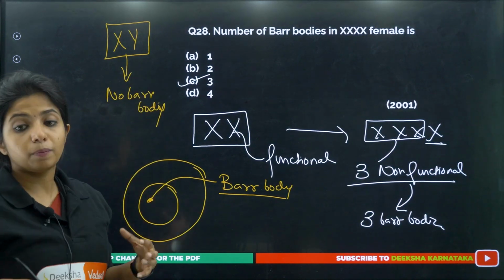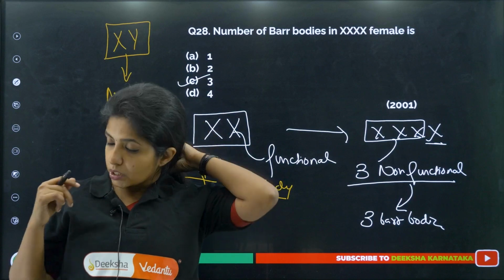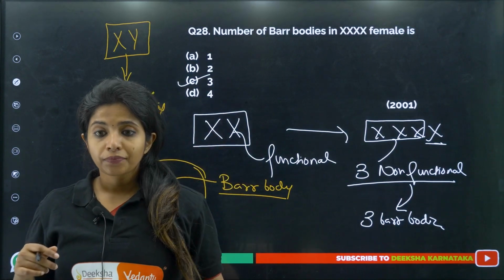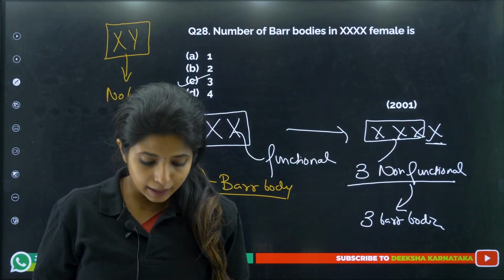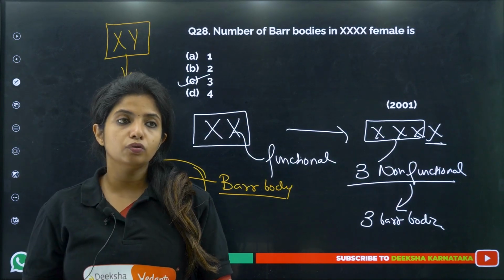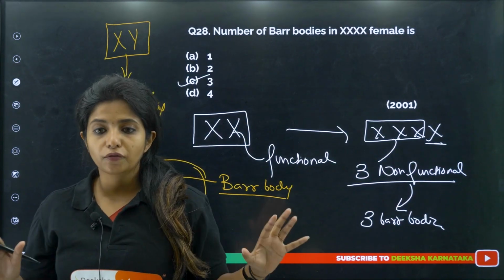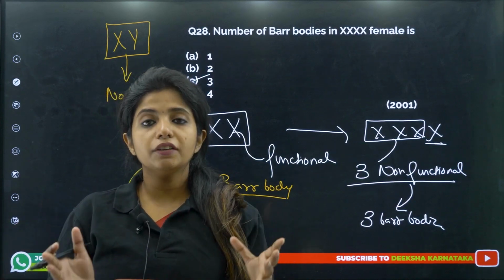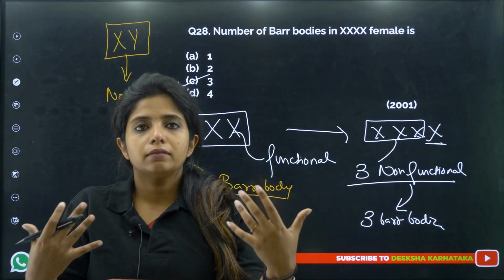Now where does the Barr body play a major role? You might have studied about amniocentesis, right? What do you mean by amniocentesis? Basically, for sex determination, people used to do amniocentesis. Actually, it is not for sex determination. It is for identifying any sort of genetic disorders.